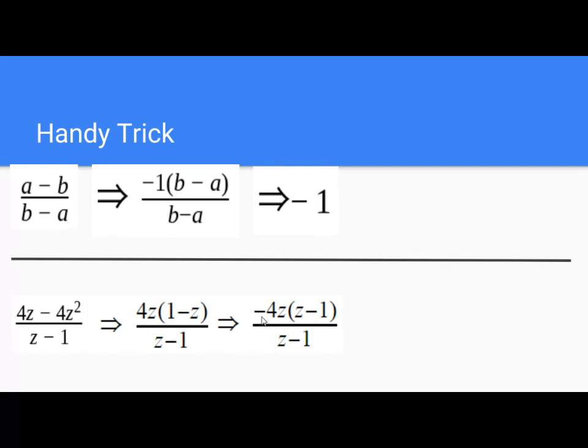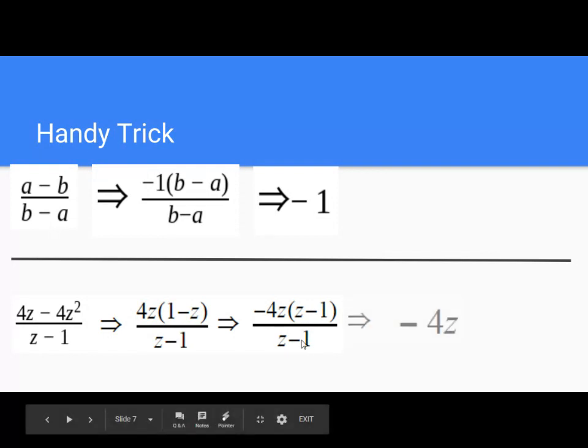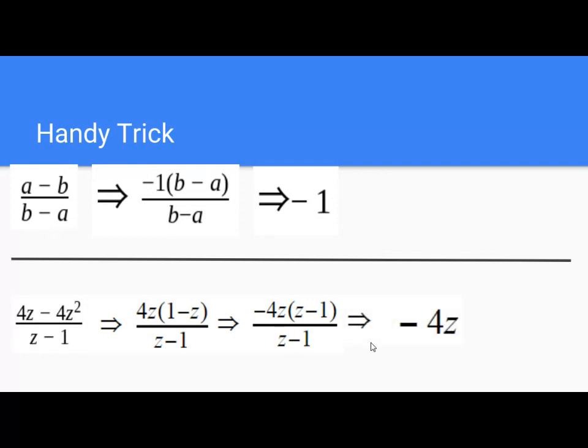And by doing that, by taking that extra negative out of it, I'm able to cancel the z minus 1 and the z minus 1 and say that my final simplified version would be -4z. Again, in this case, we only have this one variable, and so we could say z could not be 1. So the excluded value, z, would not work if it was 1.